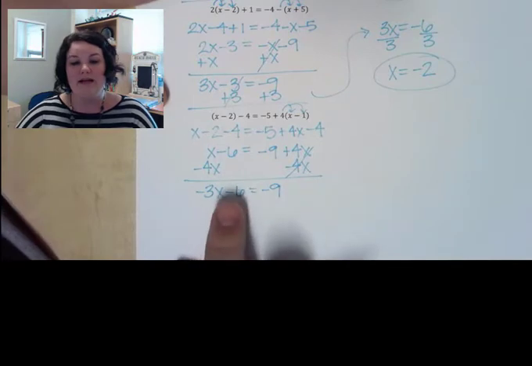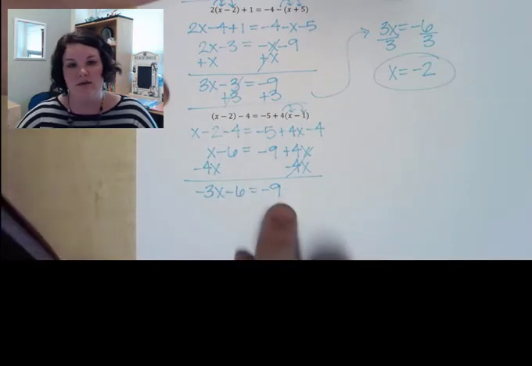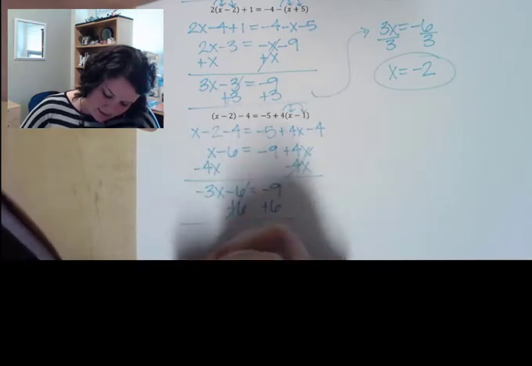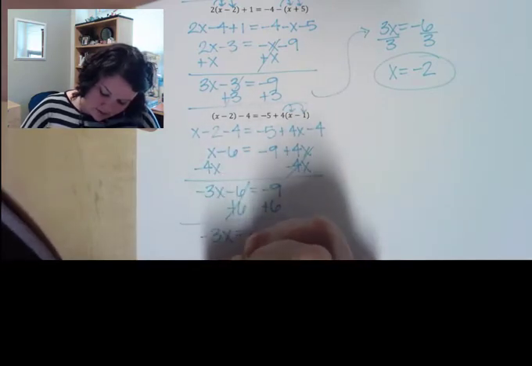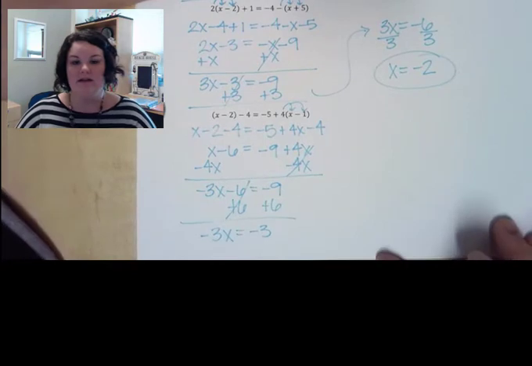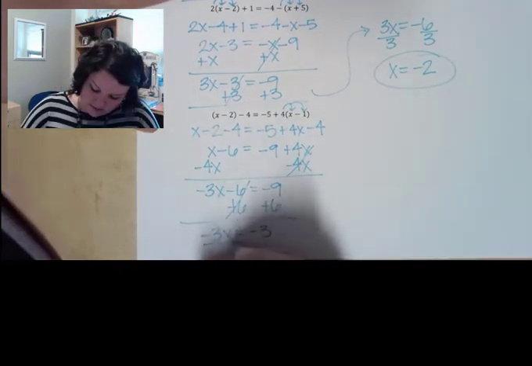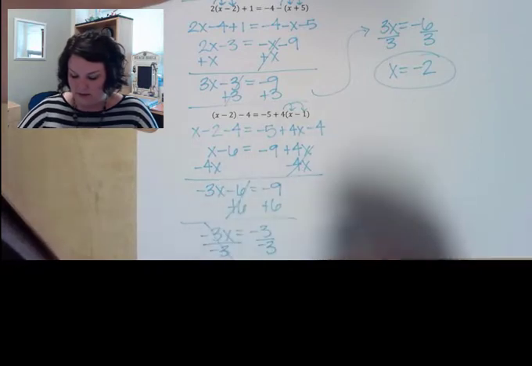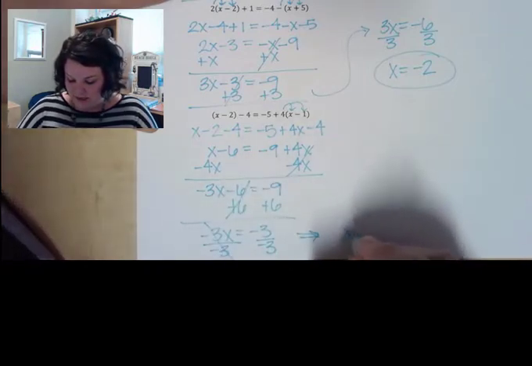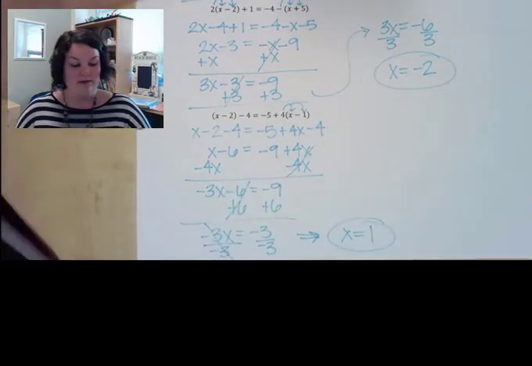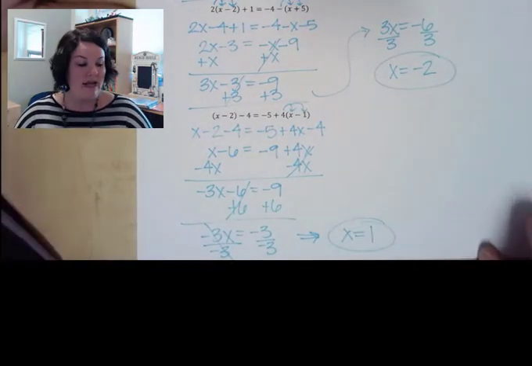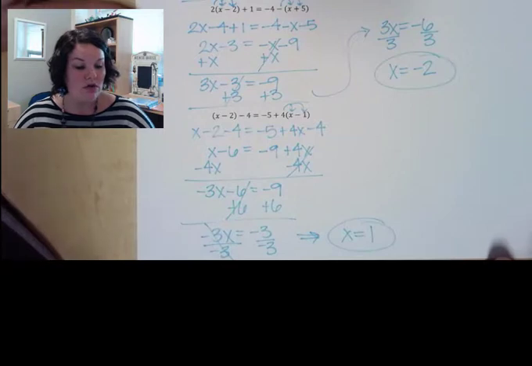And then I want to move my constant over to the other side with the other constant. So I'm going to add 6 to both sides. So I have -3x is equal to -3. And then the last thing I need to do is just divide off that -3 that's stuck to my x, right? So that's going to leave me with x equals +1. Okay, not too bad.